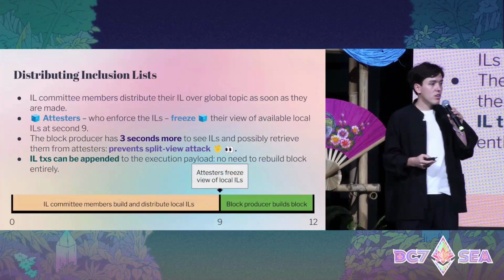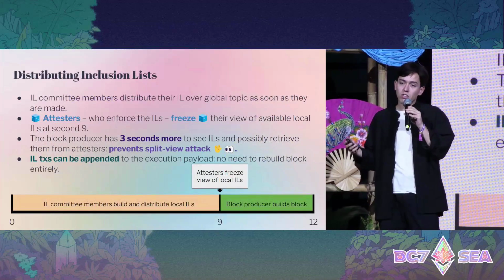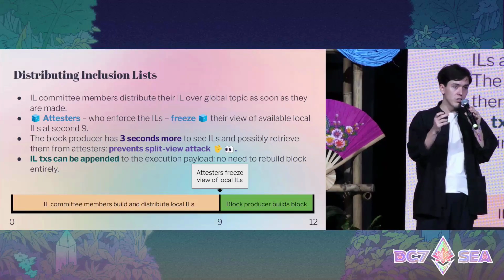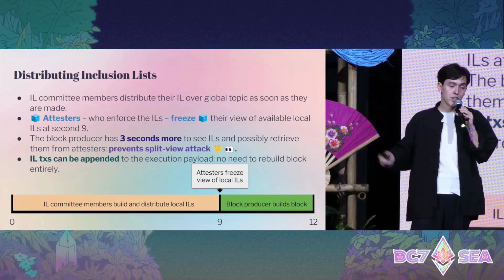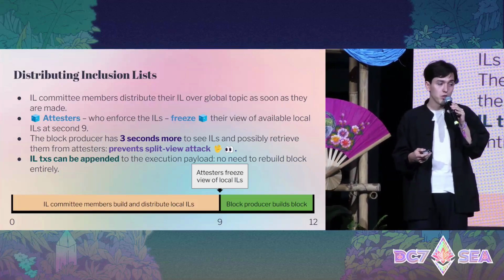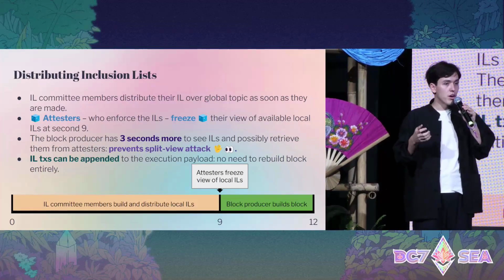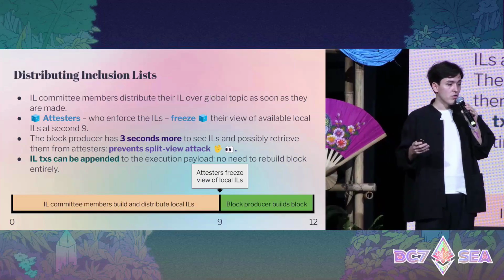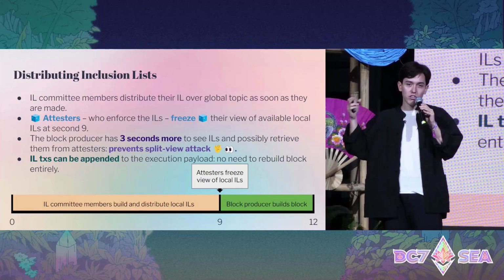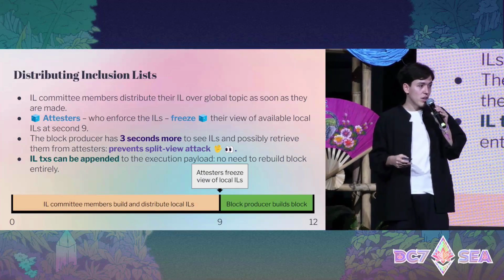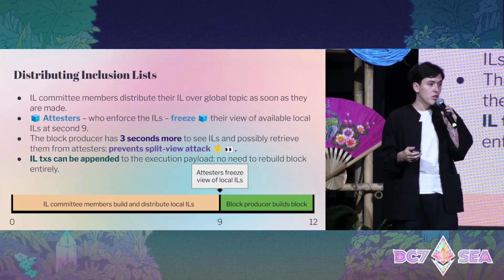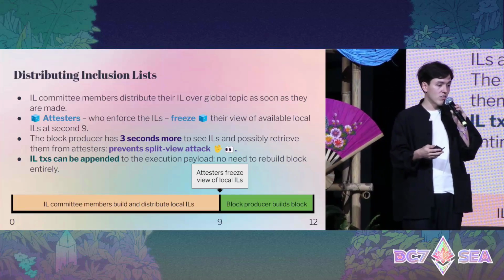So now that these agents make their own inclusion lists, these inclusion lists have to be created, and they need to go to the proposer who needs to include them, and the attesters who enforce them via the fork choice. So first we'll look at how these inclusion lists are distributed to the proposer. Each IL committee member distributes their inclusion list over the global topic. This is the peer-to-peer part of the network that all participants listen to. Attesters who enforce the inclusion list, which we'll see in a bit, freeze their view of the available local inclusion lists at second 9.